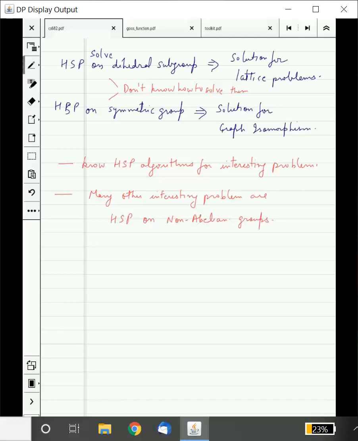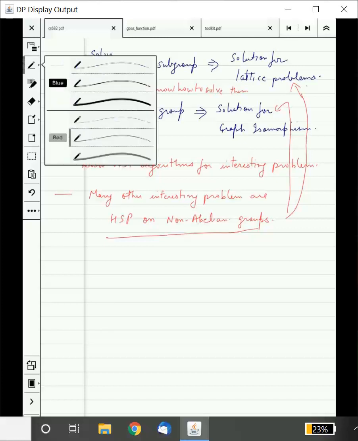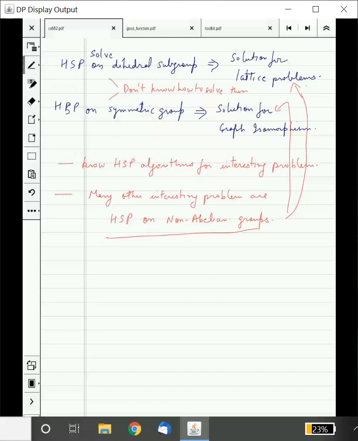If we can do that, we can solve many interesting problems. This is the reason why HSP has been hugely studied. There are so many papers and people have kept looking at HSPs. They have given bounds that if you want to solve it, you will have to do this many queries, devote this much time, and so on. So HSP is a really important problem. Now, I assume that you are convinced that HSP is a great problem. Then the question is, can you solve HSP using the quantum Fourier transform?